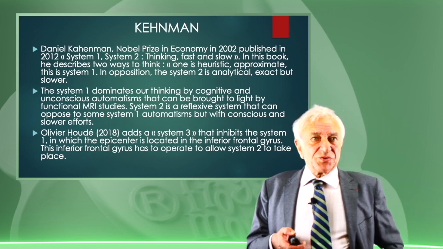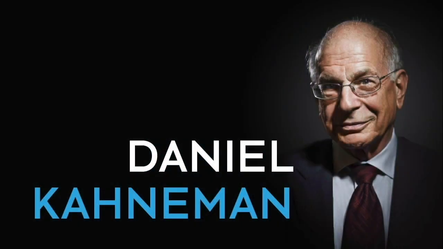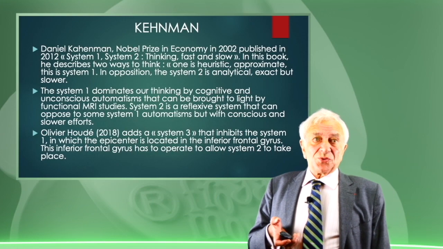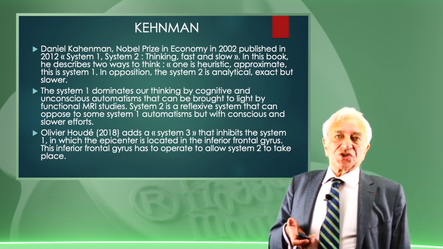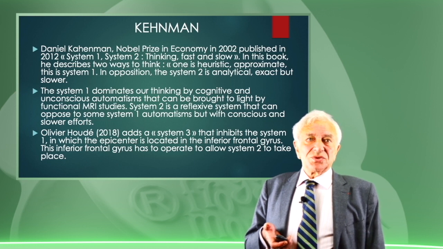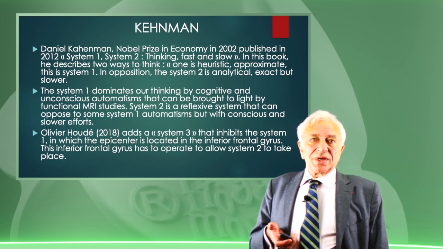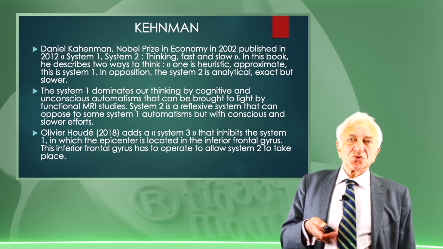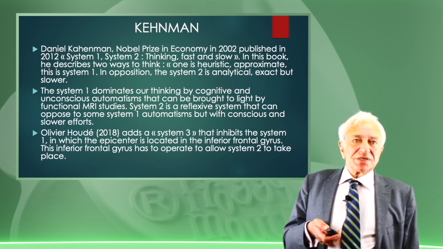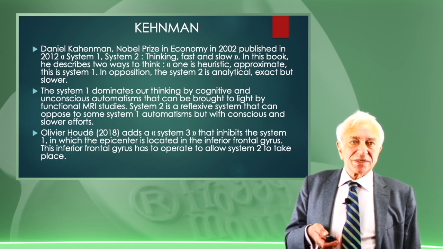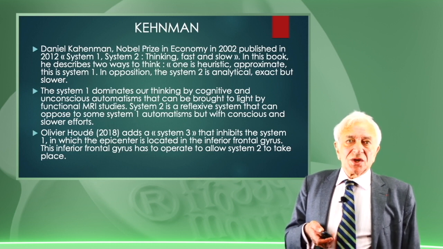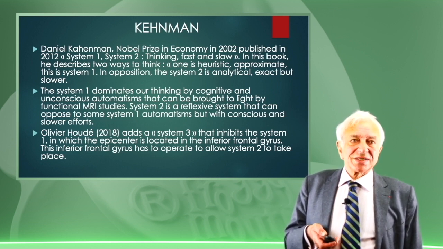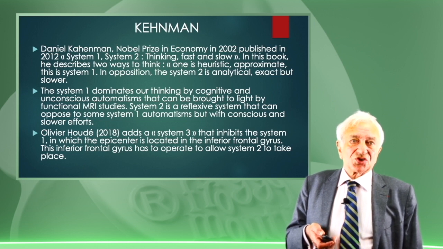But another very important man was Daniel Kahneman, who also won a Nobel Prize. He had a Nobel Prize in economics, and he published a book called Thinking, Fast and Slow, about System 1 and System 2. In this book, he describes two ways to think. The first one is heuristic and approximate. This is System 1. In opposition, there is System 2, which is analytically exact, but much slower.